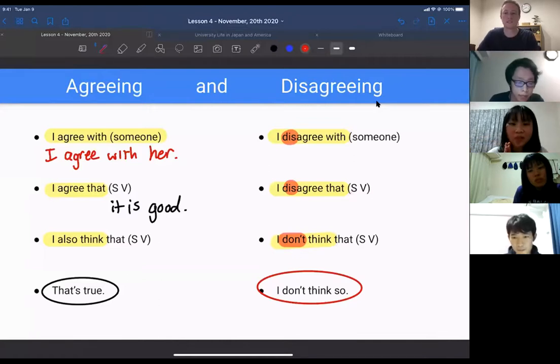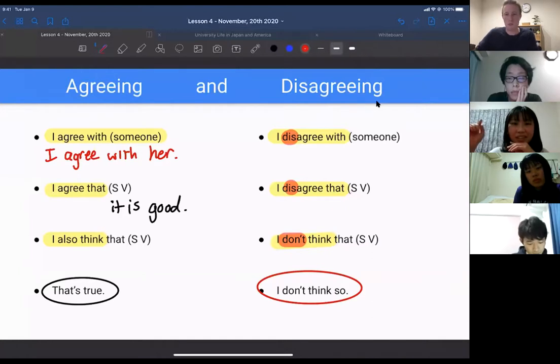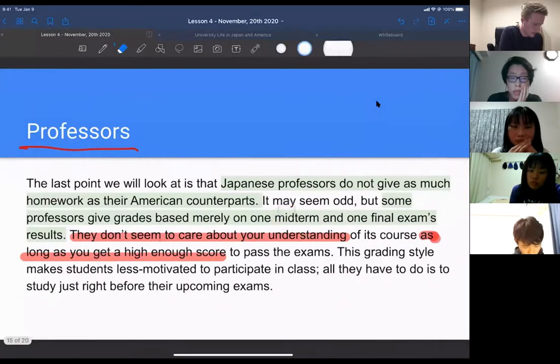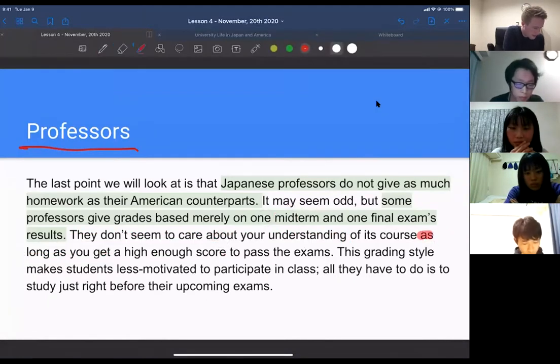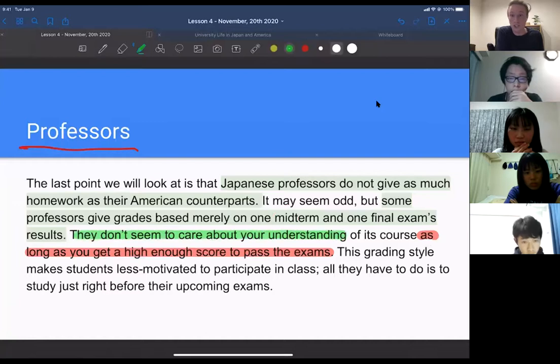Our professors make much of the final exam and midterm exam, but our homework, of course, our professor evaluates our homework, but they especially make much of exams. Very good. Nice. So you agree about this, as long as you get a high enough score to pass the exams. You agree. Very good. So how about "they don't seem to care about your understanding"?